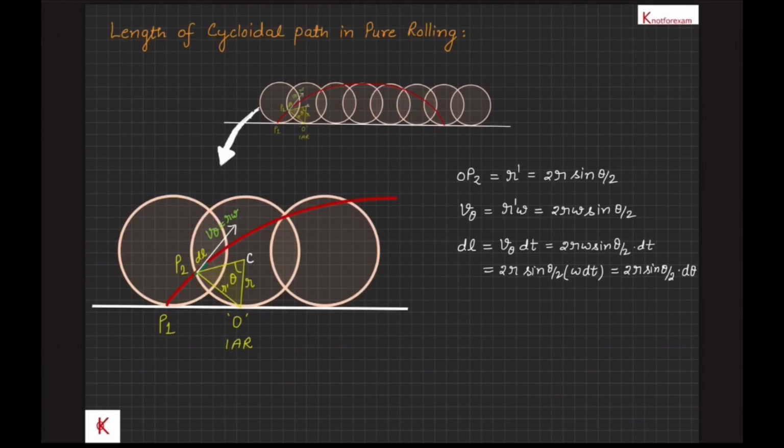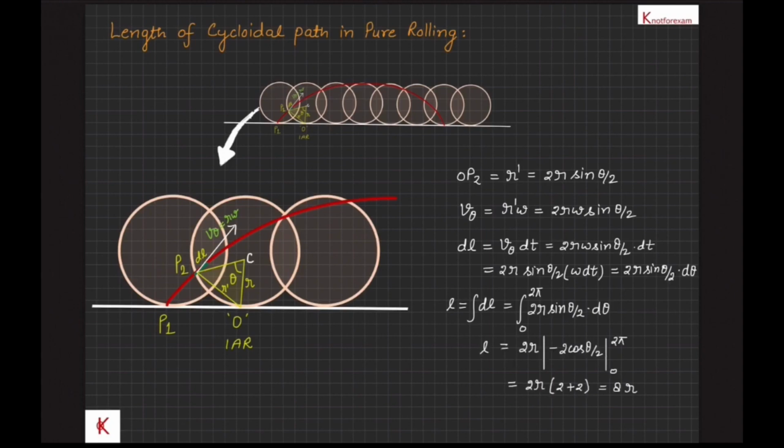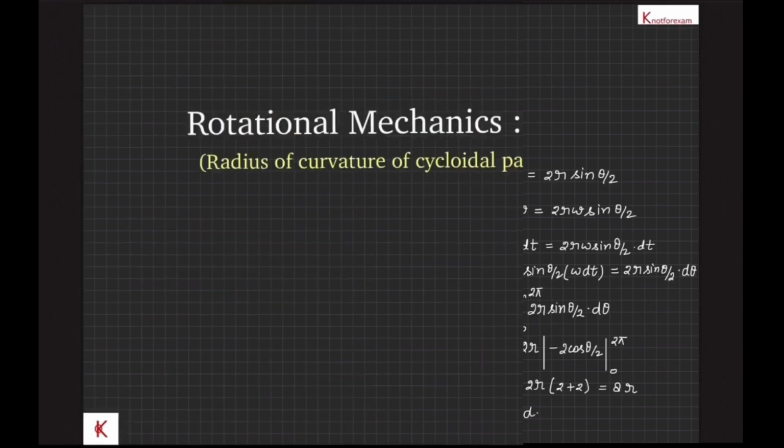By integrating dl, we will get the total path length L, that will be equal to the integration of dl, that will be from 0 to 2π of 2r sin(θ/2) dθ, that comes out to be 8r. Therefore, the length of the cycloidal path in one complete rotation is 8r, and you can understand that ω and α only say about how fast the path is traced.